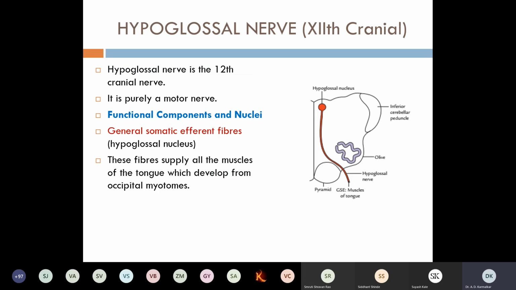Okay, last nerve, the hypoglossal nerve. Why is it called hypoglossal? Just below the tongue and supplying the muscles of the tongue. So this is the 12th cranial nerve. Again, it is a purely motor nerve.